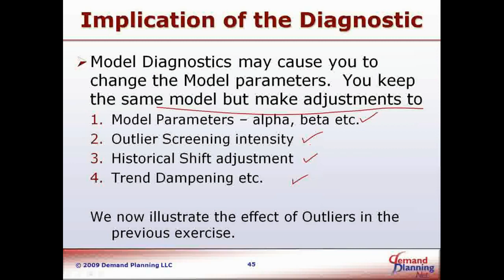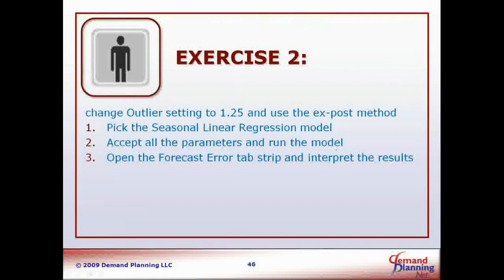So basically, model diagnostic may cause you to change the model parameters, right? You keep the same model, but make adjustments to model parameters. So once you say, hey, listen, I think the MAPE is a little too high in that case, I'm going to go back and change the model, right? I can change the model, and I can change alphas and betas in the screen manually because I think I can do a little bit better once I know the starting point. I can also look at the outlier screening intensity, right? Maybe it is picking out too many outliers, or maybe it's not picking any outliers. I can do a variety of other things, right? Shift adjustment, stuff which we don't cover in this course. So, there are different ways that I can do.